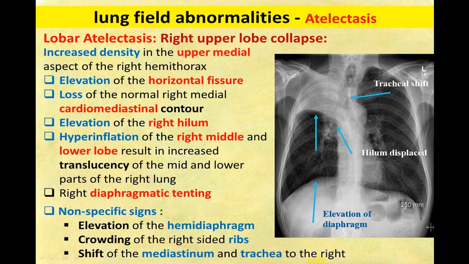So try to identify a collapse. Look at all the findings: shift of diaphragm, shift of trachea, shift of mediastinum, shift of fissure, shift of hilum, crowding of ribs, etc. And look at the Silhouette sign.